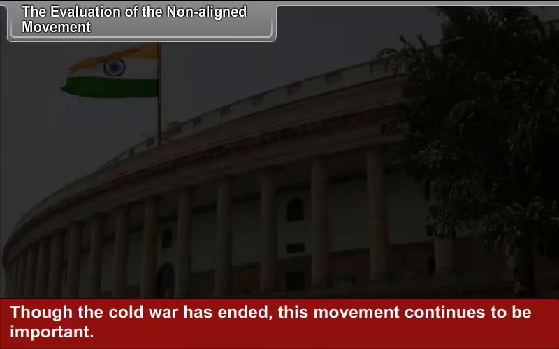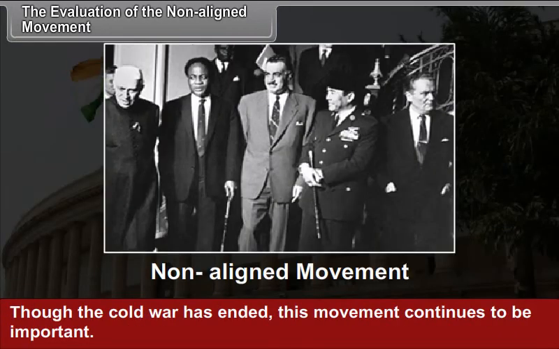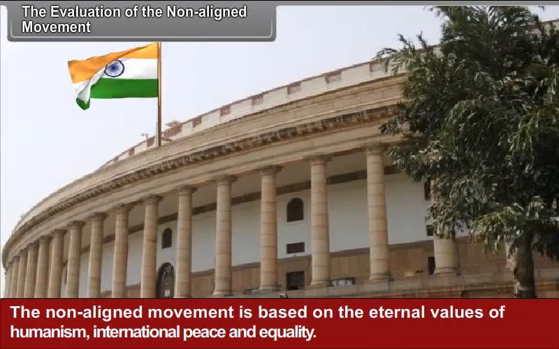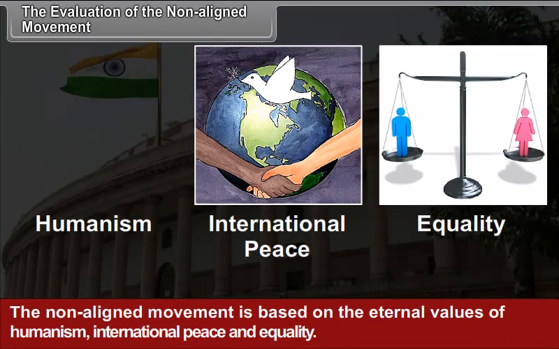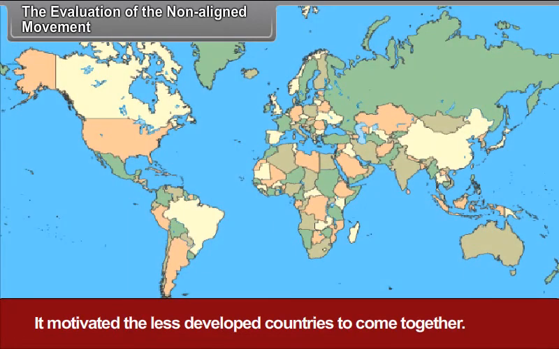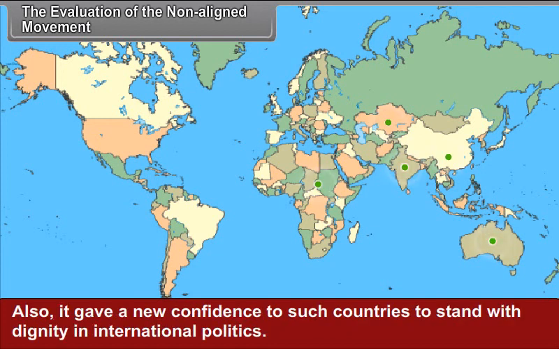Though the Cold War has ended, this movement continues to be important. The non-aligned movement is based on the eternal values of humanism, international peace, and equality. It motivated the less developed countries to come together. Also, it gave a new confidence to such countries to stand with dignity in international politics.